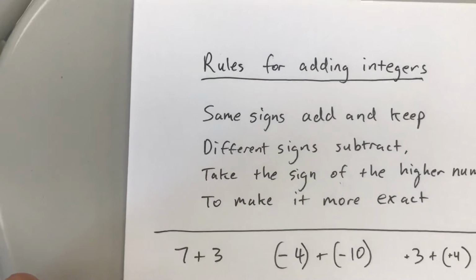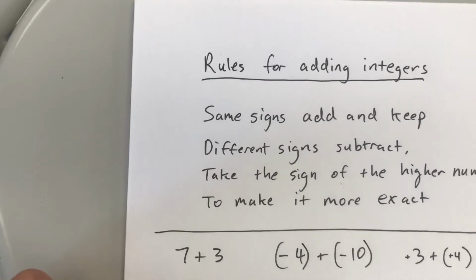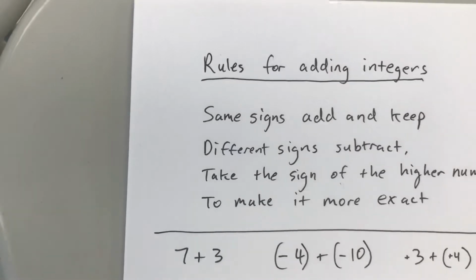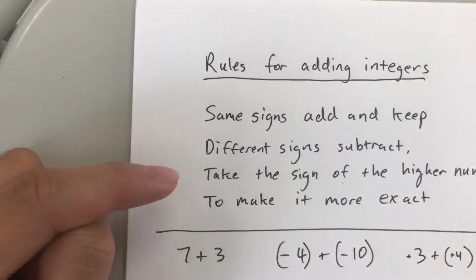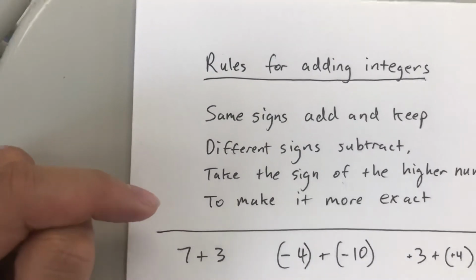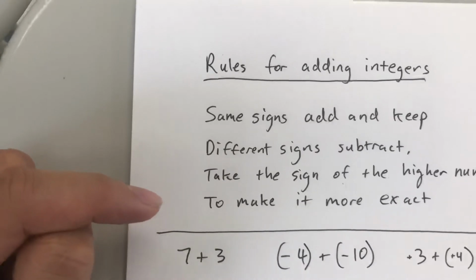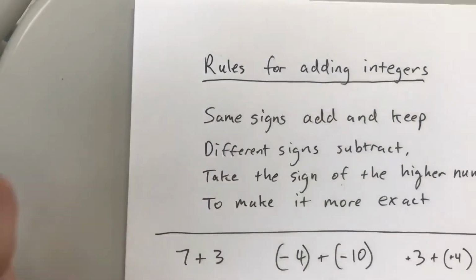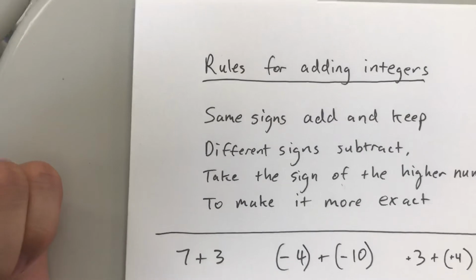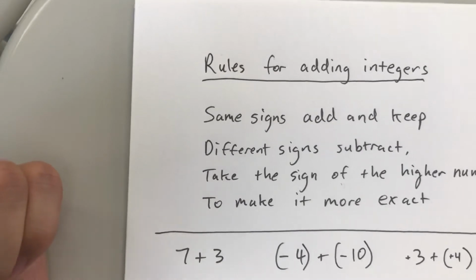For those of you guys who are good at memorizing rap lyrics and stuff like that, these couple of lines shouldn't be that hard, but here's how it goes. Same signs, add and keep, different signs subtract. Take the sign of the higher number to make it more exact. Okay? And this is the thing that I employ every time I have to actually add integers.